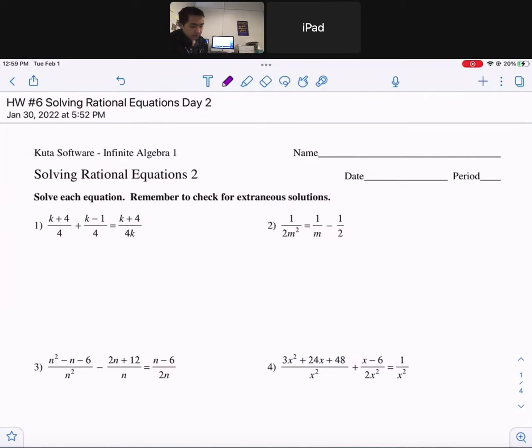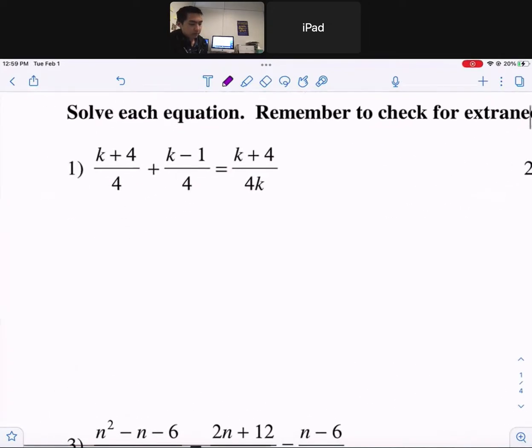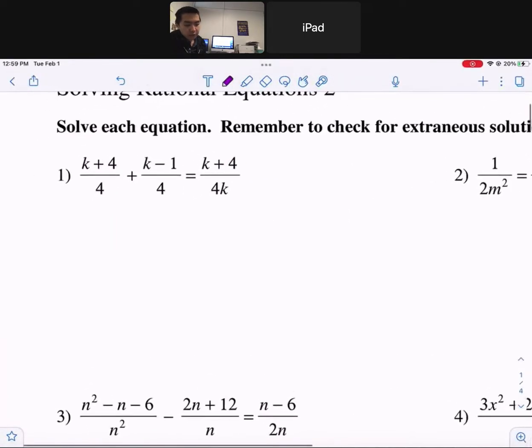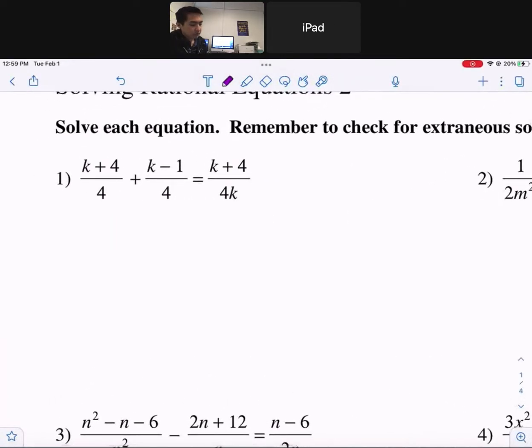Okay, so these are the odd ones. We are going to be going over solving each equation. Remember to check for any extraneous solutions. First of all, k cannot be 0. The clearer reason for that is if this k value was 0, this whole thing would be 0, so that would not work. So k can't be 0. The LCD in this problem is 4k.